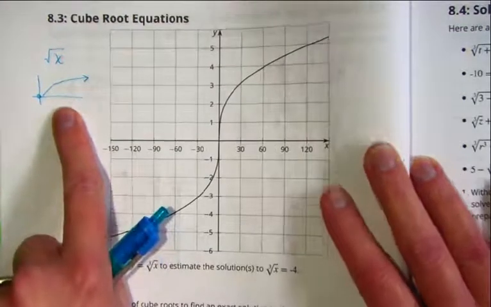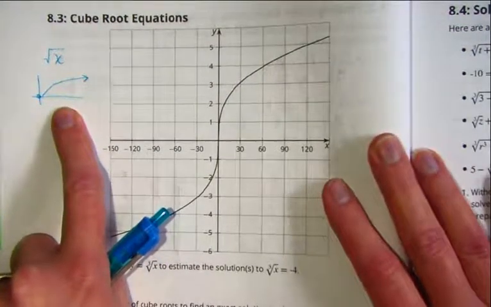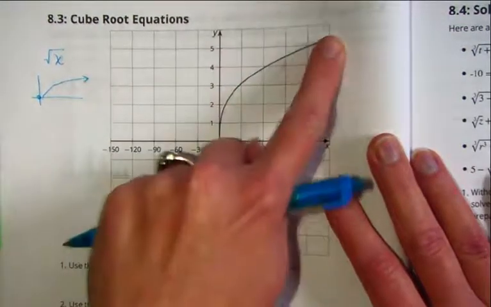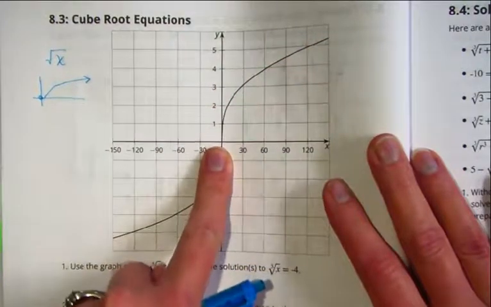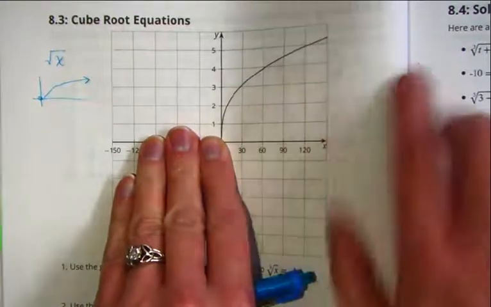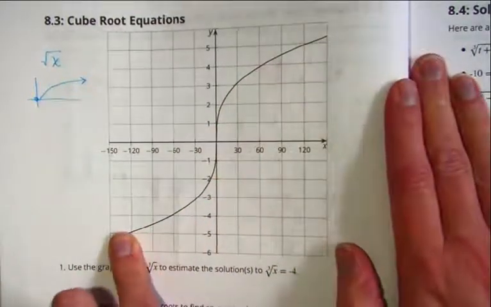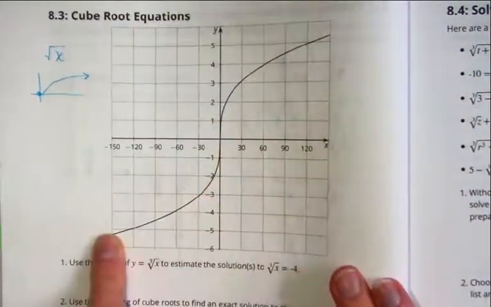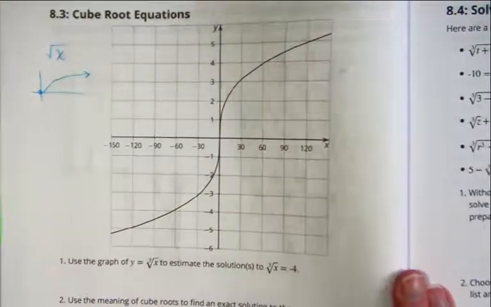This is what our square root looks like. And so it takes that same kind of shape up here. Our square root would have only been here in quadrant 1. And our cube root, since we can have negative values, continues that arc this way.